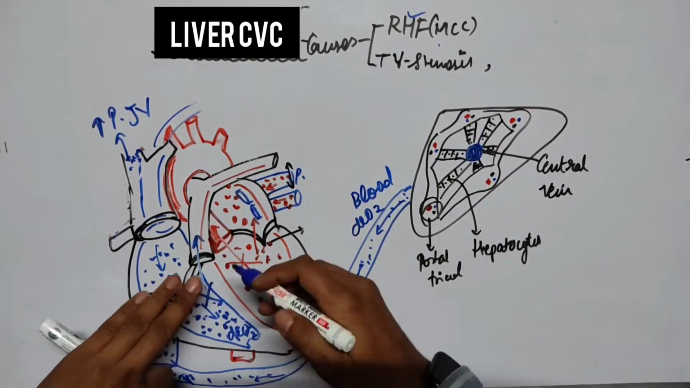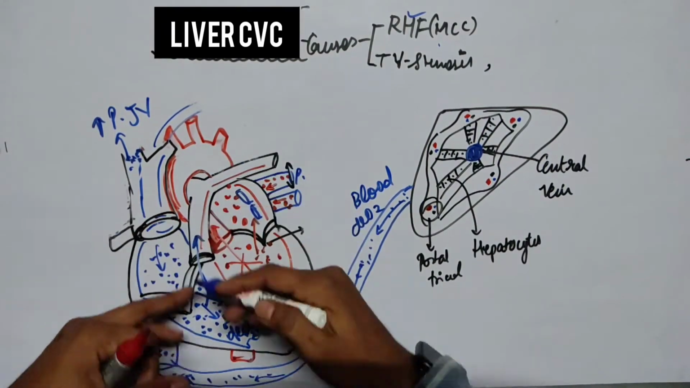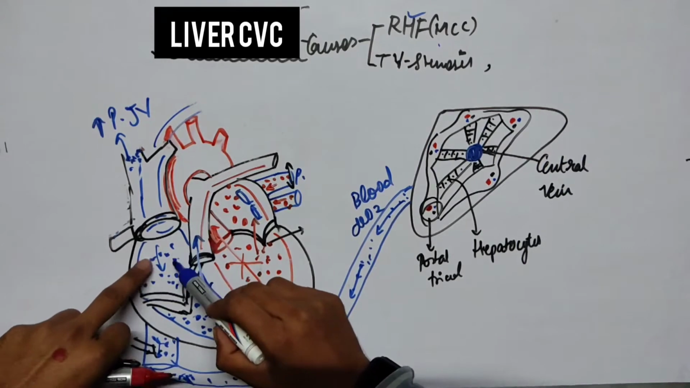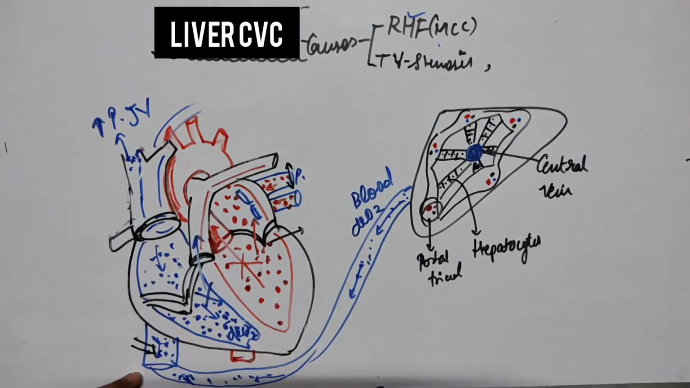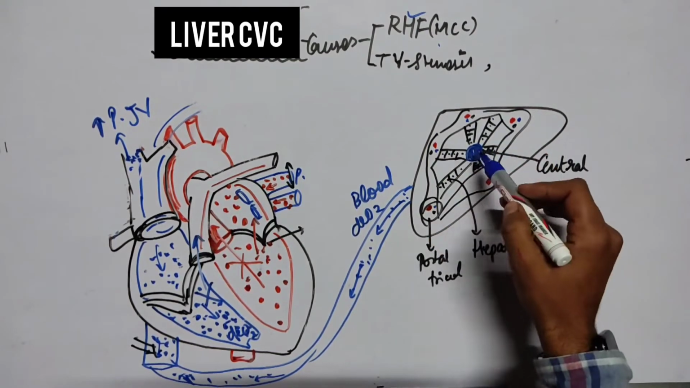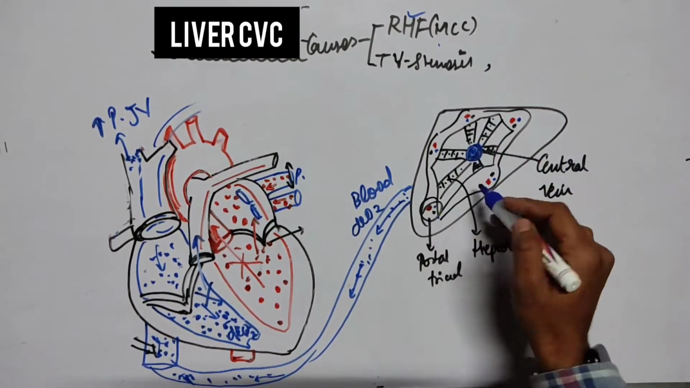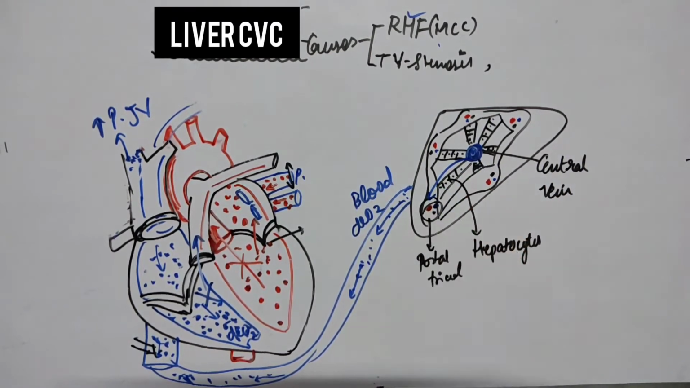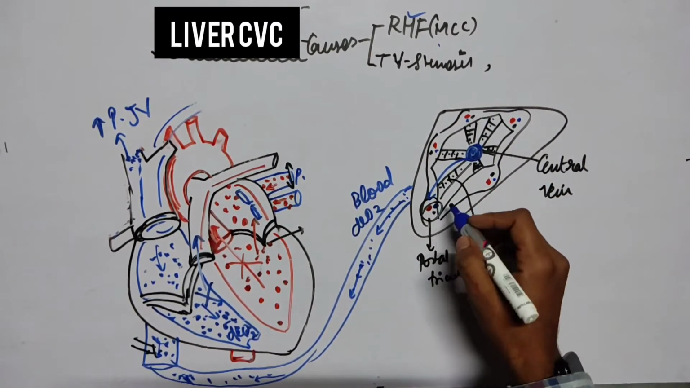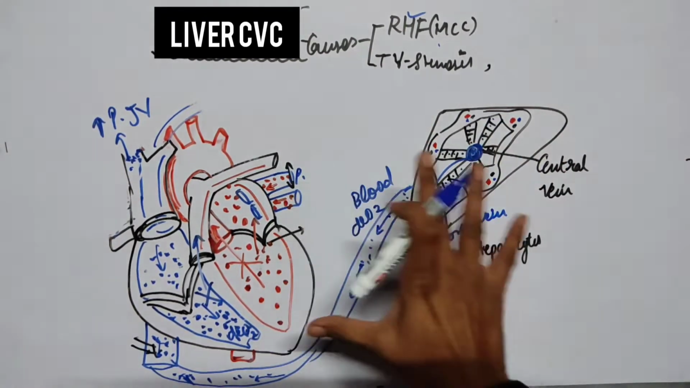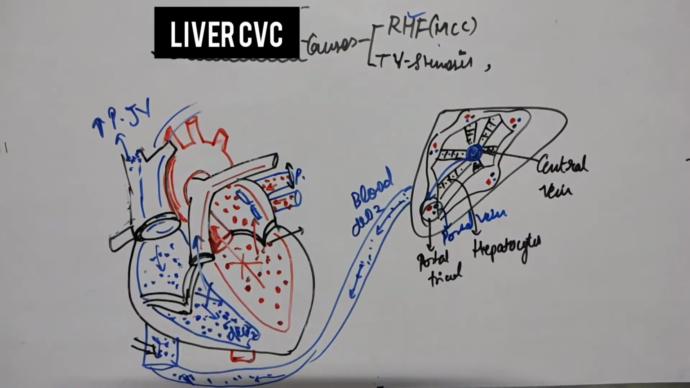First, because of the heart failure, the heart cannot pump the blood out, so it will get accumulated inside the right ventricle. As a result, it will get accumulated into the right atrium, then into the superior vena cava and the inferior vena cava, and from the inferior vena cava into the central vein, and from the central vein it will go to the portal triad. In the portal triad it will get accumulated inside the portal vein. So this is the mechanism of how the liver CVC is happening.